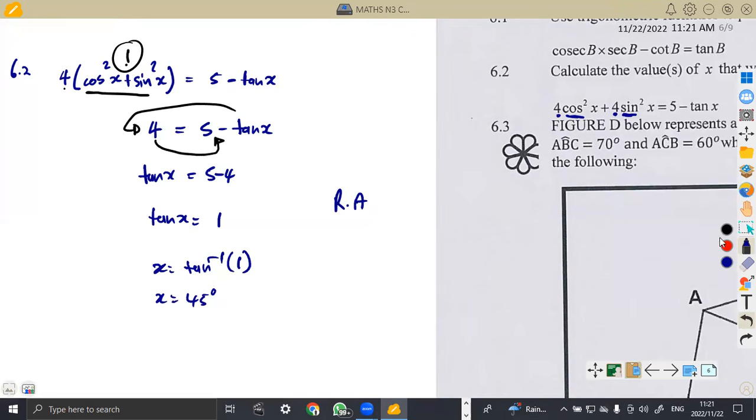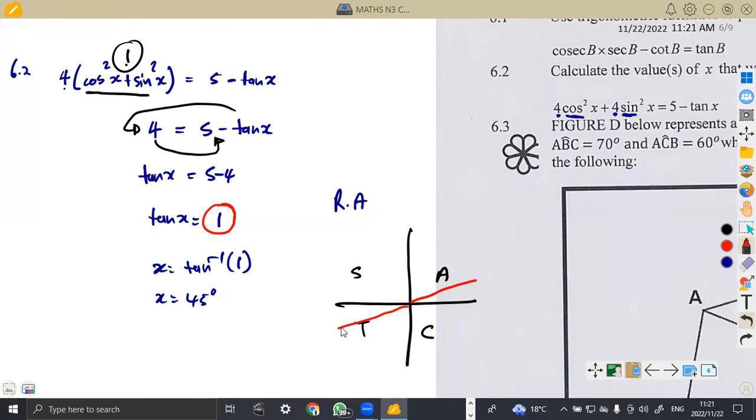So which quadrant are we going to work with? Remember, we are taught from 0 to 360, we've got "All Students Take Calculus". Which quadrant do we have? Our tan is positive, because 1 is positive. So we've got tan positive in the first quadrant and tan positive in the third quadrant. So this is 45 degrees. In the first quadrant, remember, it remains as it is.